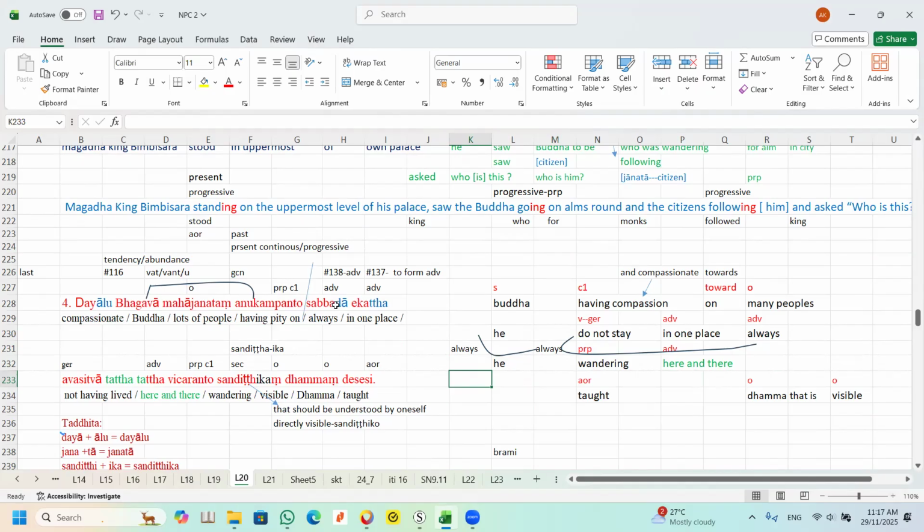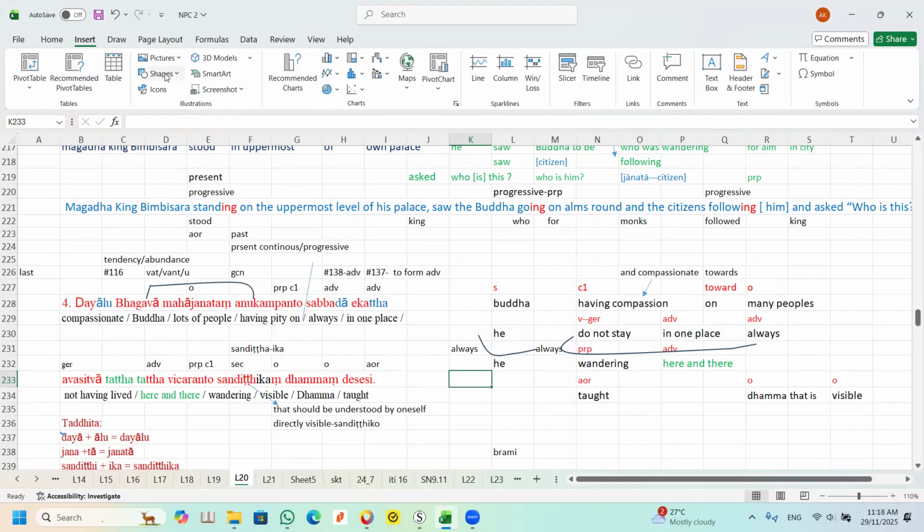But in Pali, this comes first: always, in one place, he does not stay. You see, Pali is upside down. Even if the English is upside down, we still understand. So we put: he does not stay in one place. Okay, finish. Any question up to this junction?